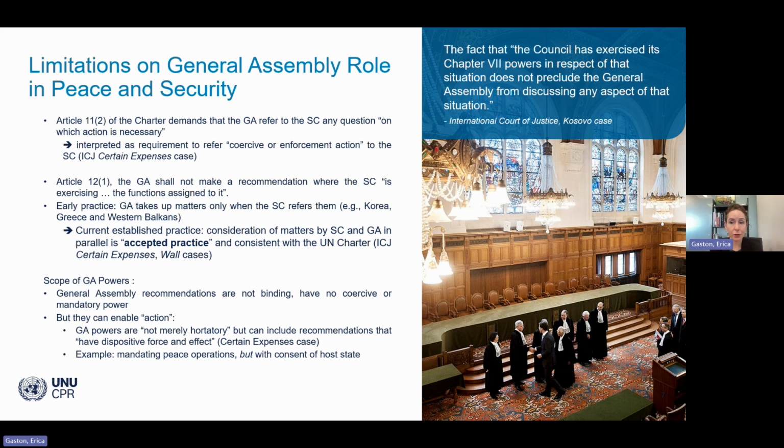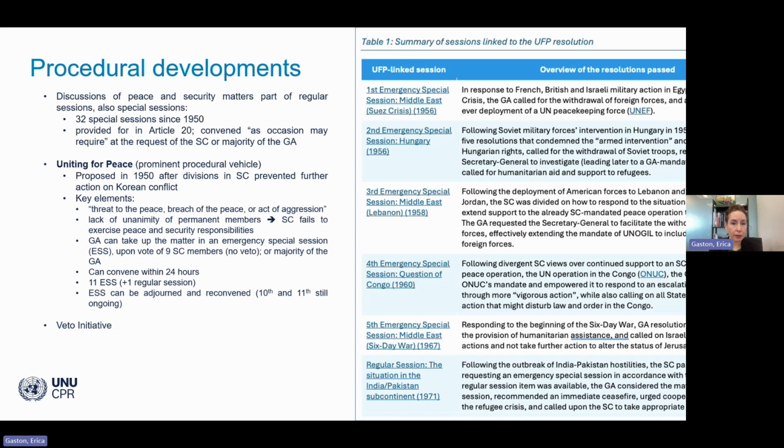That's important because on a lot of the issues we'll be talking about, the Security Council is still seized with them. And we see examples of that. It's more the norm that both are considering these issues in parallel than that it's only considering one or the other. So that's the background on the charter-based authorities.